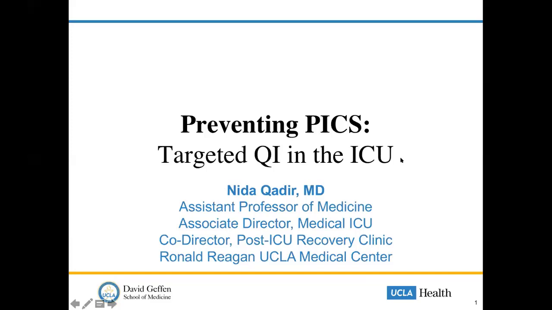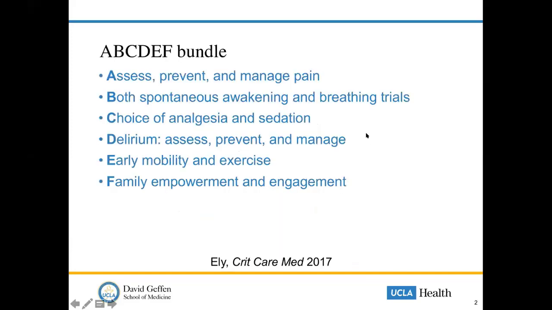So we started our post-ICU clinic here at UCLA earlier this year, just in time for COVID. It's been an incredibly rewarding experience, so I'm excited to be talking to you today. You heard a little about risk factors for post-ICU syndrome from Kristin: things like delirium, sedation, mechanical ventilation, immobility. Some of these are modifiable risk factors, so I'm going to talk about the things you can do in the ICU that can reduce your incidence of post-ICU syndrome and some things we've learned in our post-ICU clinic.